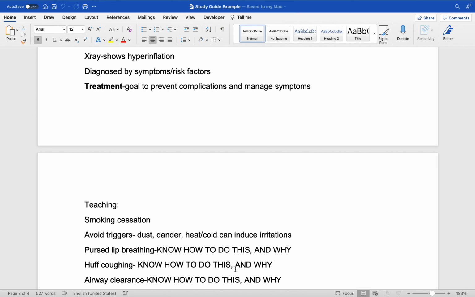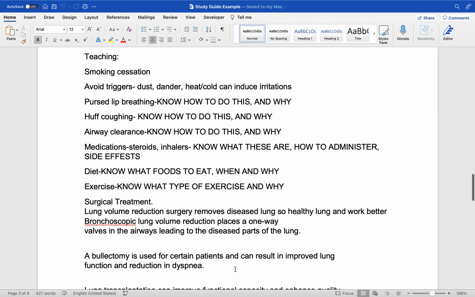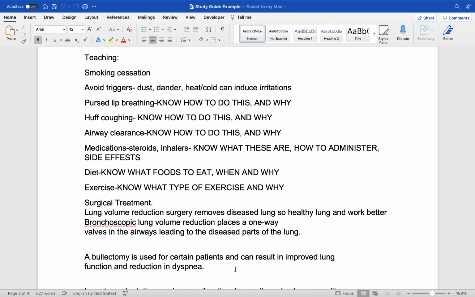So I didn't continue to fill all of this out, but I did make sure that I put in bold here, or caps, I should say, things that you'd want to add. So what do we need to know about teaching? Smoking cessation, why? Why do we avoid triggers? What is pursed lip breathing? So not just knowing that might be an answer, but knowing how we do this and why. It's really having the information about what it is, and why we are teaching our patient about this. If we talk about diet, what foods should they eat, when and why, exercise, what type of exercise.